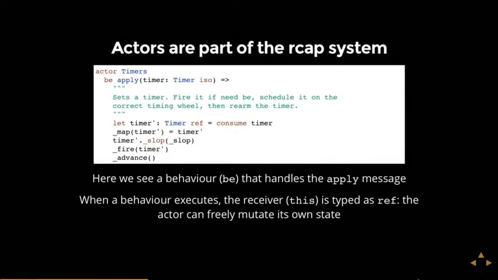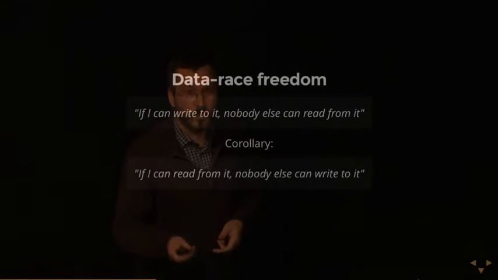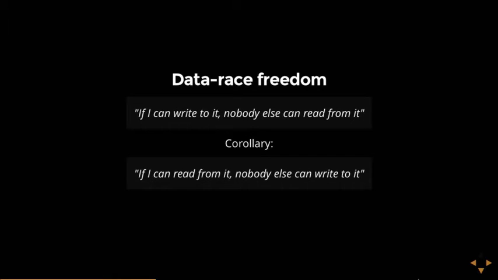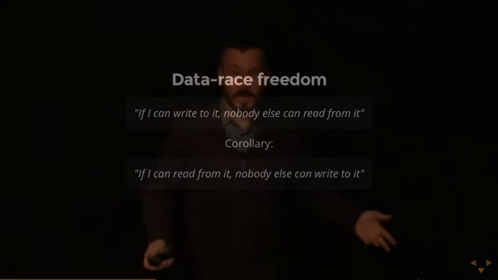So here we see an example of a behavior, which is an asynchronous method, B, and it executes. But something interesting here is when you receive that message, now you're typed as ref, a mutable type, a standard object-oriented language style mutable type, except with the guarantee that no other actor is going to be able to read from or write to that instance. And so the actor can go ahead and mutate its state and do everything it needs to do, very typical actor model programming, safely. So the golden rule of data race freedom, right? If I can write to it, nobody else can read from it. And the corollary, if I can read from it, nobody else can write to it.